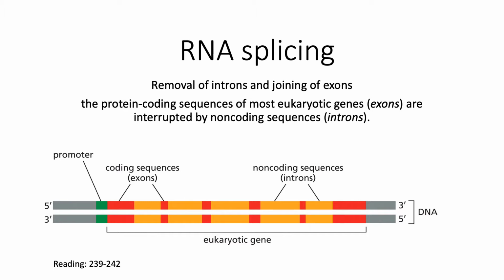And the region of the gene that contains the coding information, the proper codons, those are the exons, the coding sequences, and then the non-coding sequences, they don't encode anything. We'll see it gets a little bit more complicated than that because sometimes they do. Those are referred to as the introns, and eventually those need to be removed.